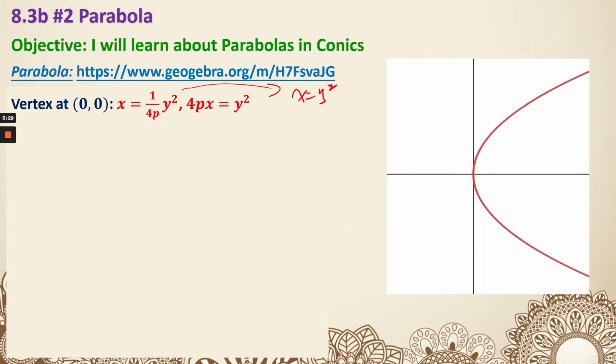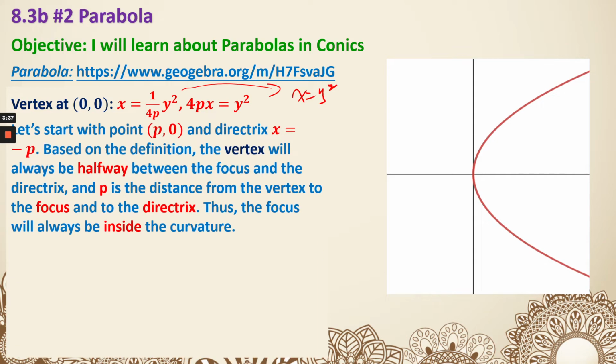Of course, this is not quite a function, it's just an equation to represent a graph that is a parabola. So let's start with the point (p, 0). This time it is not (0, p), it is (p, 0). Let's say it's around here, (p, 0). That's going to be my focus. In that case, the directrix is going to be x equals negative p. The reason is that the vertex should always be halfway between the focus and the directrix. The vertex is p away from the focus, which means it also needs to be p away from the directrix.